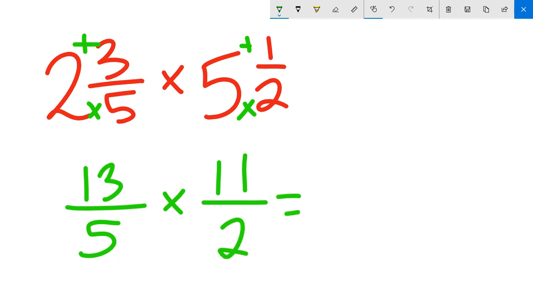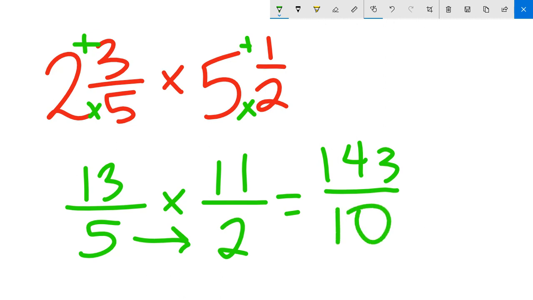Now we're ready to multiply straight across. And when I multiply straight across, I'm going to get big numbers, but we know how to convert them back to mixed numbers. So just keep that in mind. You know how to do this. 13 times 11, I know equals 143. I know that because I did the work prior. So I'm not just a genius like I know you all think. But then we multiply straight across here, the 5 times the 2, and we get 10. So right now we have 143 over 10.